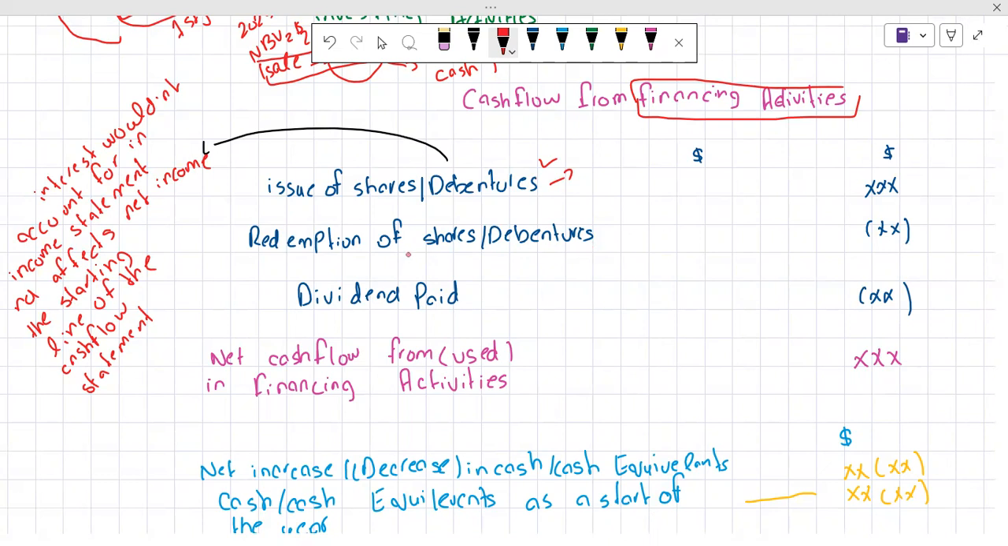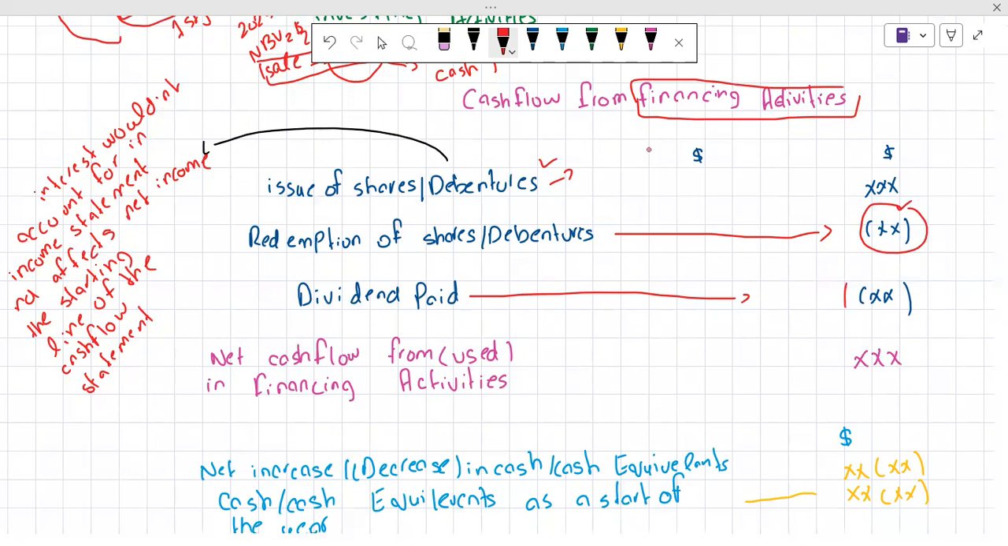And after that, redemption of shares or debentures, like if we are paying back, it will decrease our cash flow. So that's why we would minus, or we would reduce this from it. And if we are paying any dividend to our shareholders, it will also decrease our cash flows. So that is why it will also be minused from this.